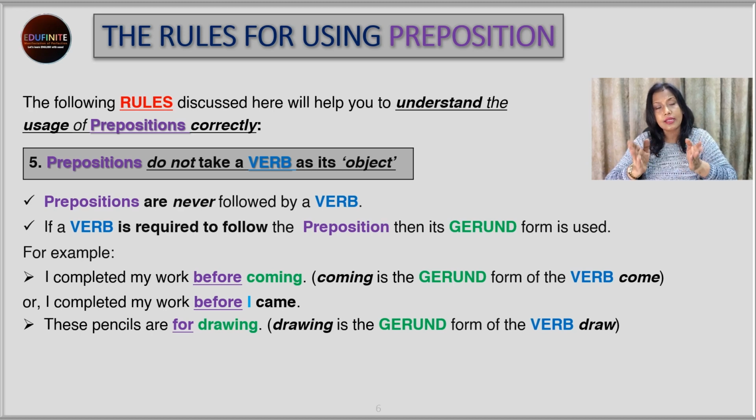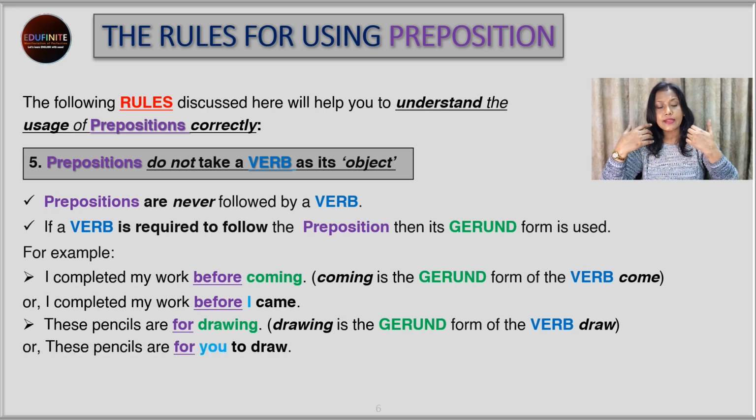So that is how we can use it. We cannot say "these pencils are for draw." Or we can say "these pencils are for you to draw." So again, we have to insert that pronoun. Next, we come to the next set of rules.